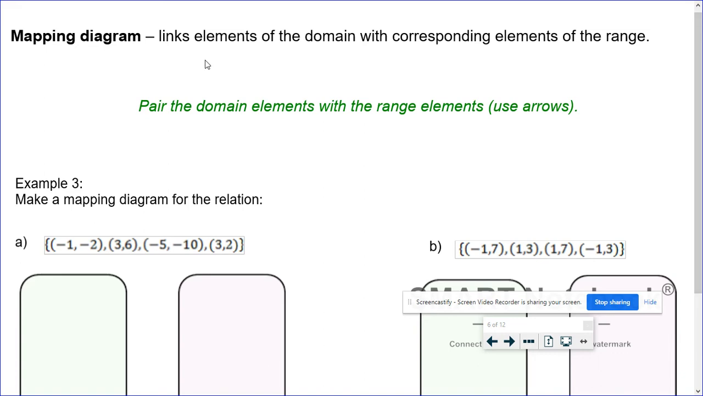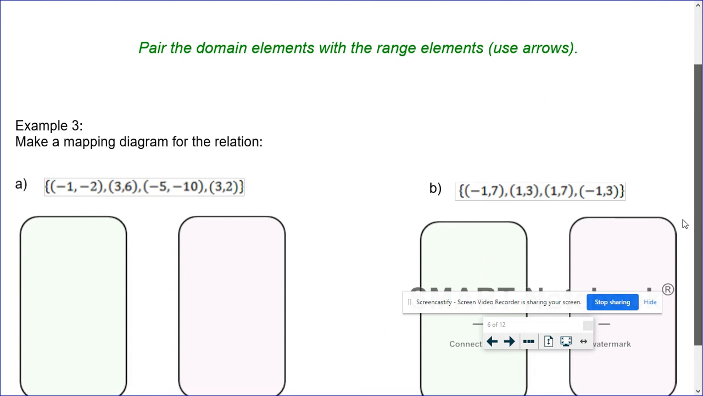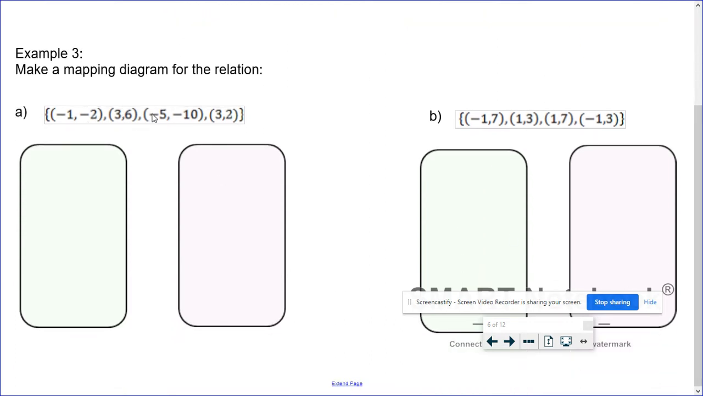A mapping diagram links elements of the domain with corresponding elements of the range. So what we're going to do is write out domain and range just vertically. So this is giving you the relation. So I have all the ordered pairs. I'm now going to list out the x values in the first column. So the domain is going to be here.